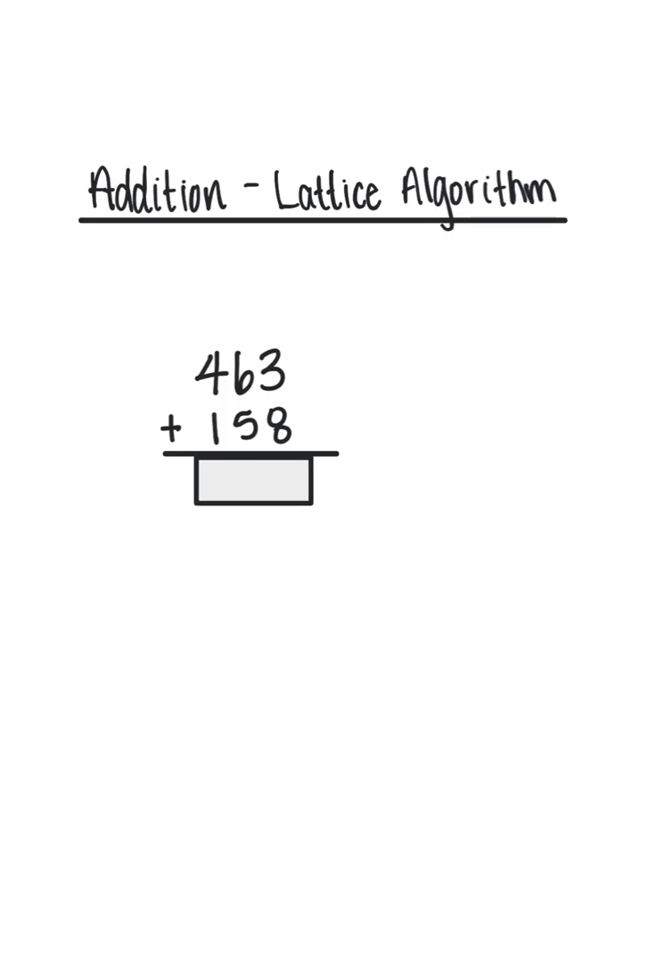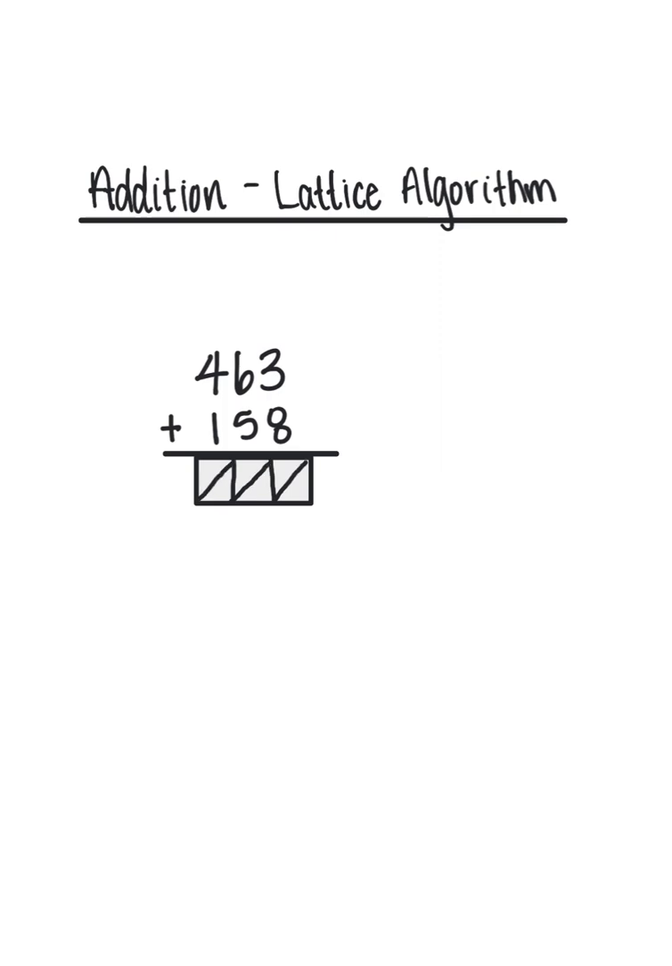And then what we're going to do is divide each column by the place values. So we're going to do the ones column right here, the tens column right here, and the hundreds column right here. So we'll draw little boxes for the ones column, the tens column, and then the hundreds column. Next, what you're going to want to do is divide each box into 2 little triangles.